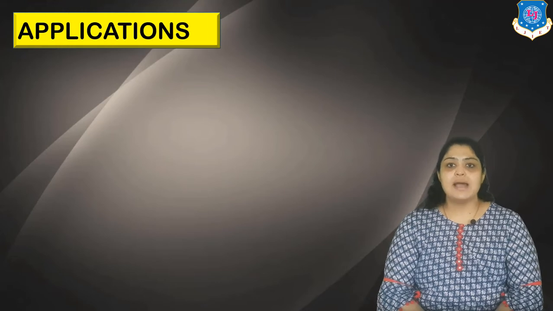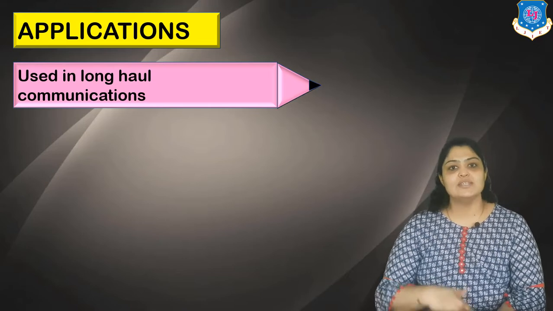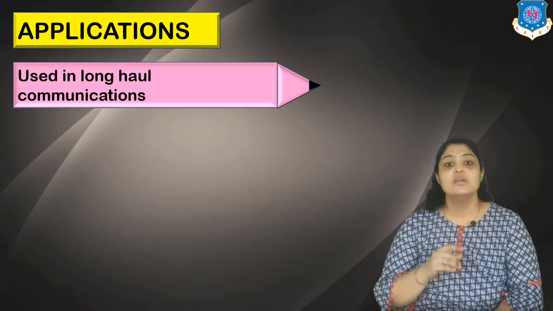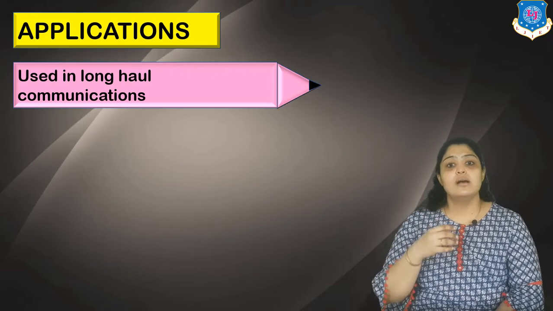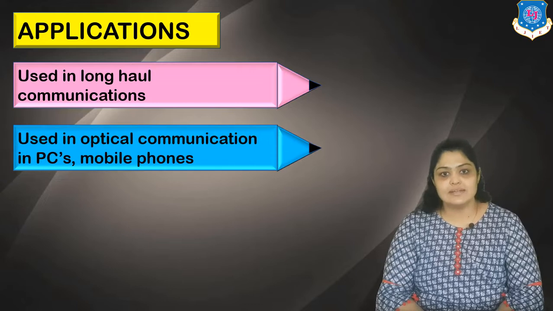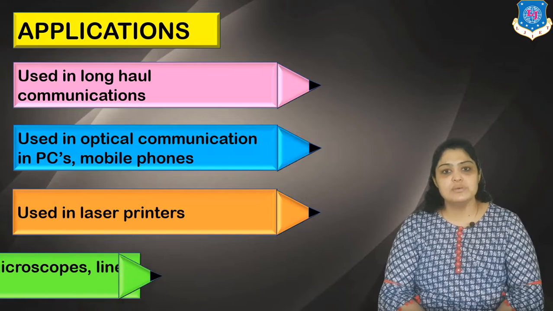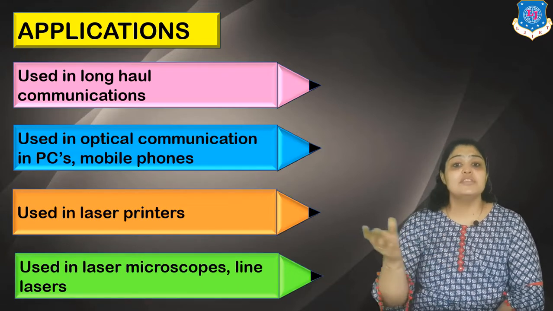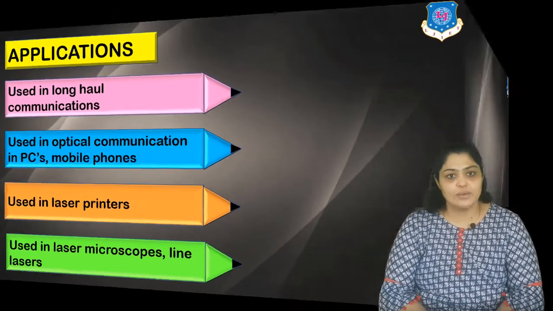Now I'll discuss some applications of the semiconductor laser diode. It is used in long haul communication. Long haul communication means thousands of kilometers, where fiber optic cables are used. In these fiber optic cables, light is sent as a signal. To convert the electrical signal into light, the light source used is actually a laser. Next we have optical communication in PCs and mobile phones. It is also used in laser printers, laser microscopes, and line lasers, which are used in defense. These are some of the applications of laser diode.